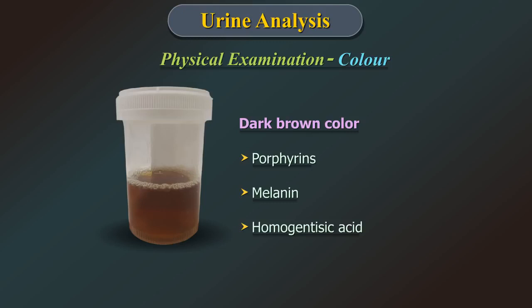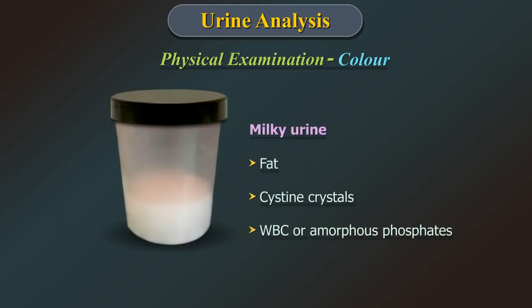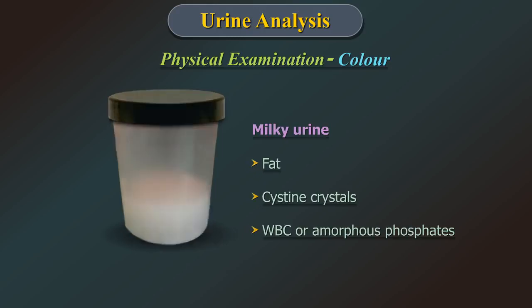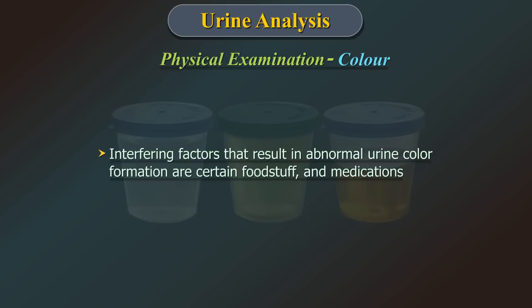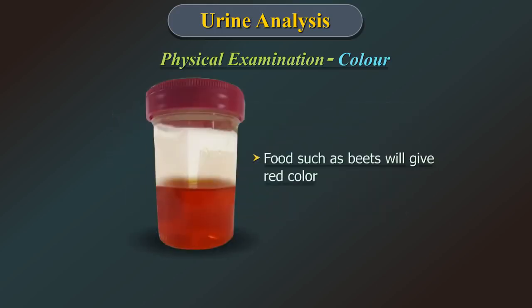Dark brown color urine may contain porphyrins, melanin, homogentisic acid, which is associated with abnormal metabolism of tyrosine. Milky urine may contain fat, cystine crystals, and many white blood cells or amorphous phosphates. Interfering factors which result in abnormal urine color formation are certain foodstuffs and medication. Food like beets will give red color.